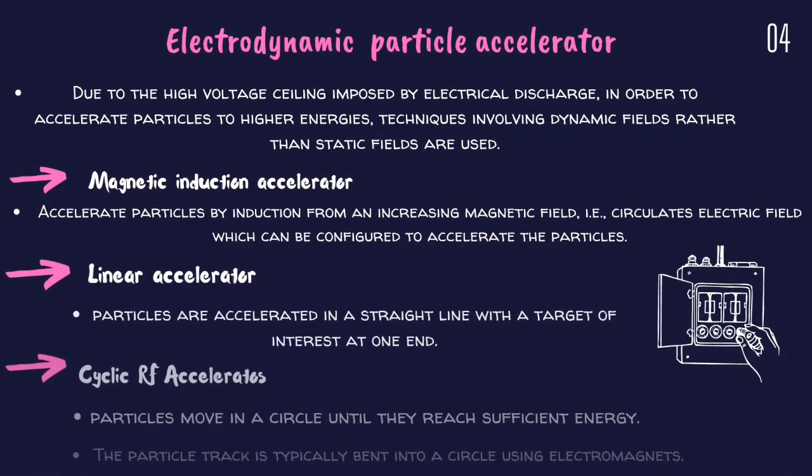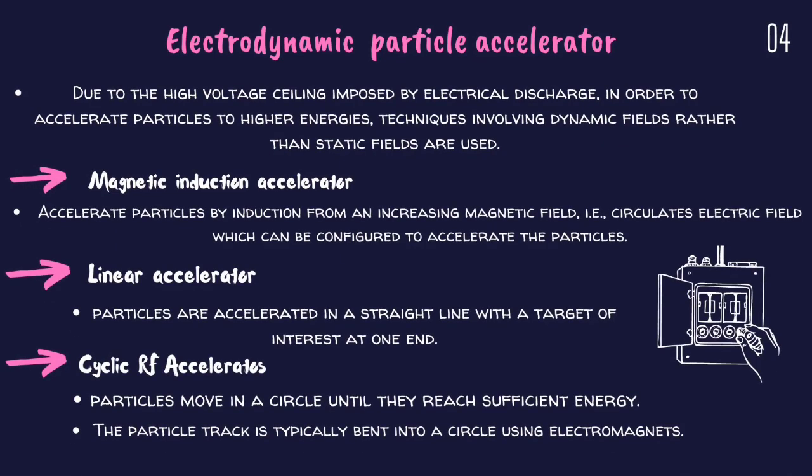Since our main focus is on the electromagnetic or electrodynamic particle accelerator, from this slide we will discuss its types and working principle. Electrodynamic particle accelerator. Due to the high voltage ceiling imposed by electric discharge, in order to accelerate particles to higher energies, techniques involving dynamic fields rather than static fields are used. Magnetic induction accelerator: accelerates particles by induction from an increasing magnetic field, that is, a circulating electric field which can be configured to accelerate the particles.